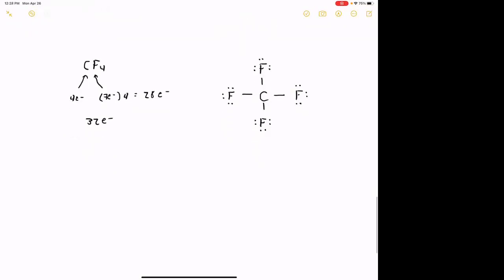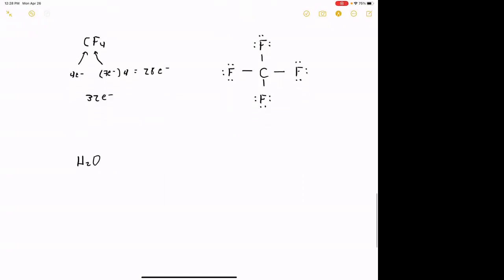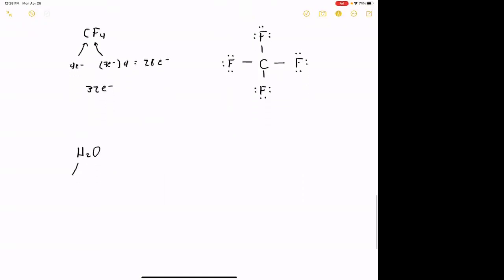Let's do water. All right, so again, count up the total number of electrons. Hydrogen brings in 1 apiece times 2. So hydrogen is going to bring in a total of 2 electrons. Oxygen here will bring in, what group is it? Looks like group 6A. So it's going to bring in 6 electrons. So I've got a total of 8 electrons to play with here.